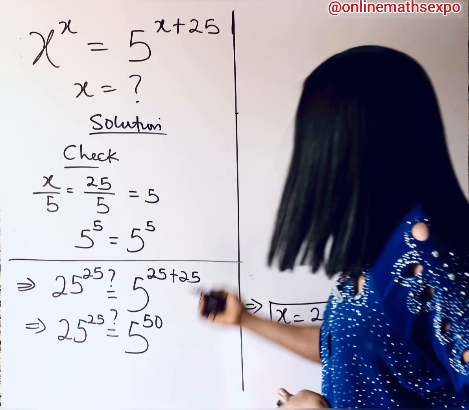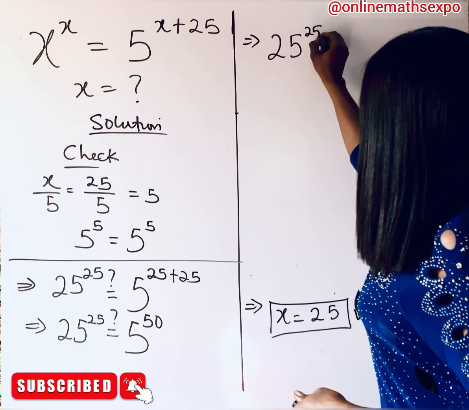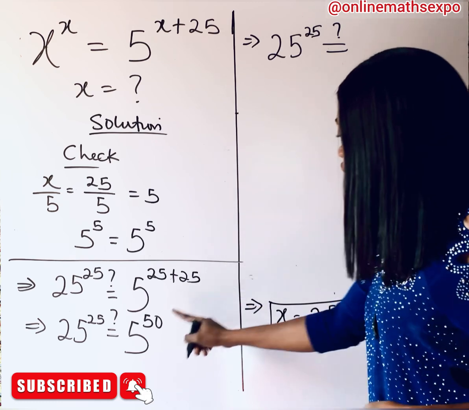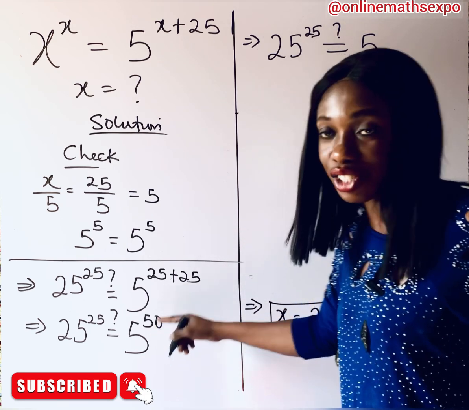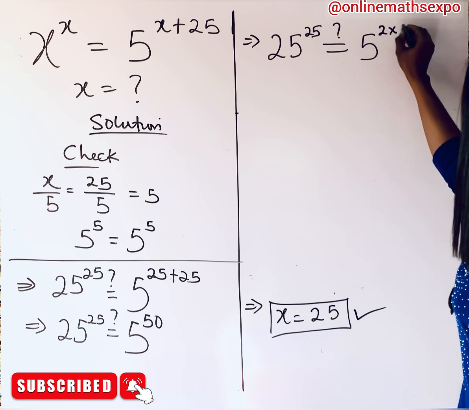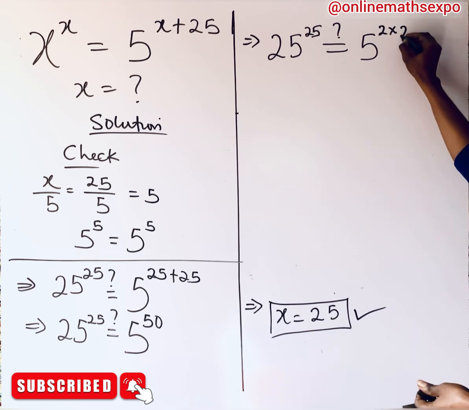So you also know that this is giving us 25 to the power of 25. Is it equal to this? This is 5. You know that 50 can be splitted to be 2 multiplied by 25. I hope you know that. So we're going to have this.